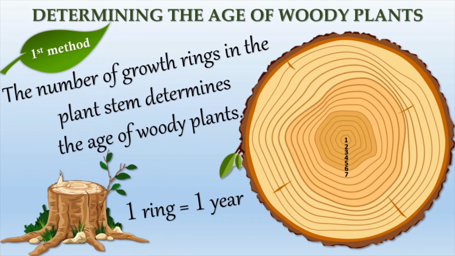In determining the age of woody plants, the first method is used by cutting across the tree trunk. The number of growth rings in the plant stem determines the age of woody plants, where one ring is equivalent to 1 year of the tree's age.